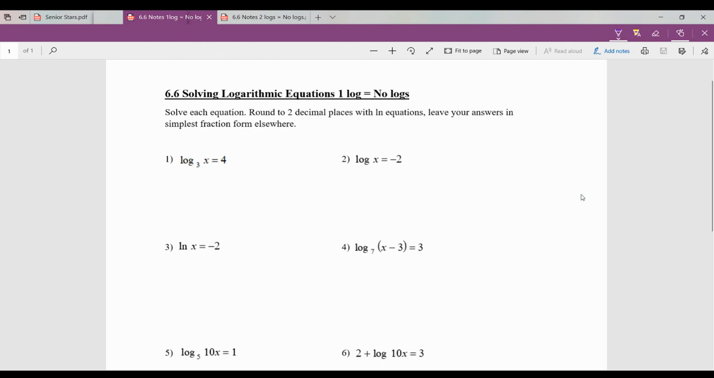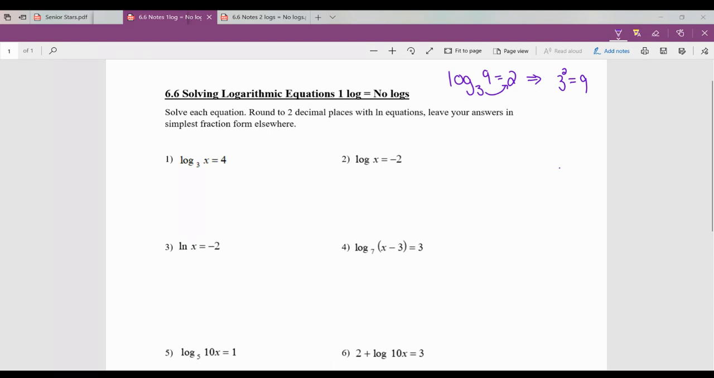Okay, guys, so today we're going to work on solving logarithmic equations where one log equals no logs. What we're going to do is refresh our memory on switching forms from logarithmic to exponential and exponential to logarithmic. So remember, if you had something like log base 3 of 9 equals 2, I could rewrite that in exponential form as, swoop, 3 squared equals 9. Okay, so just a reminder of that.